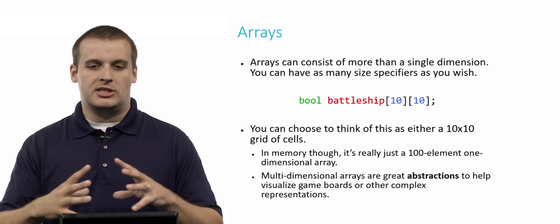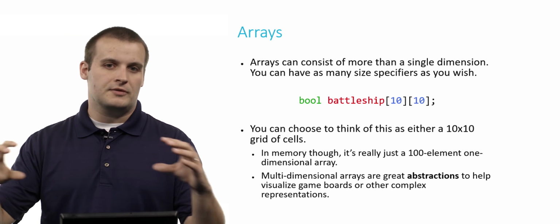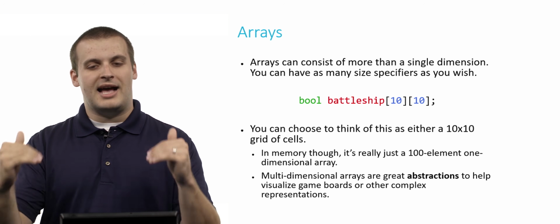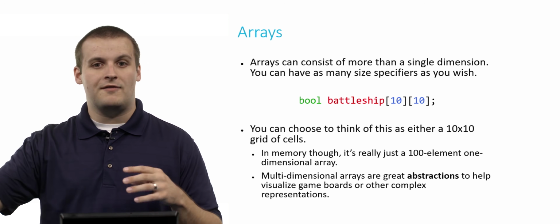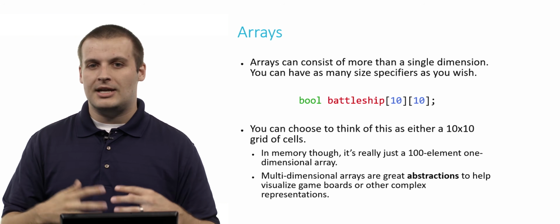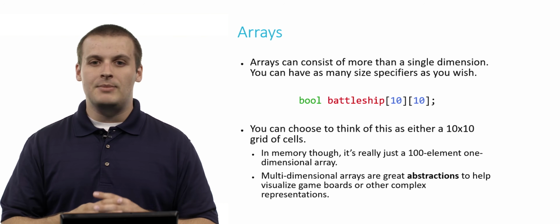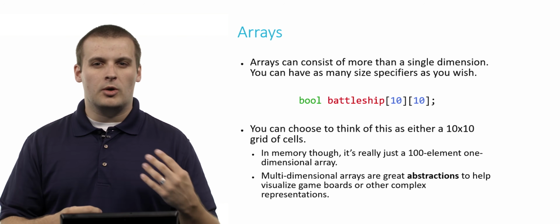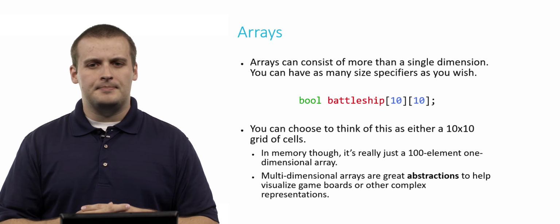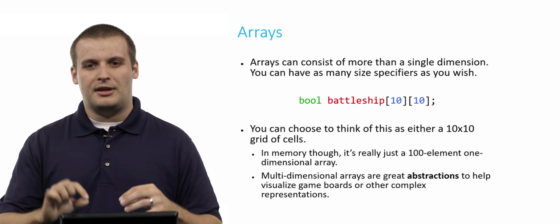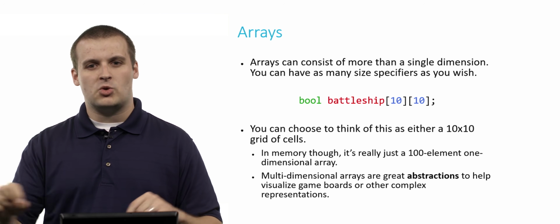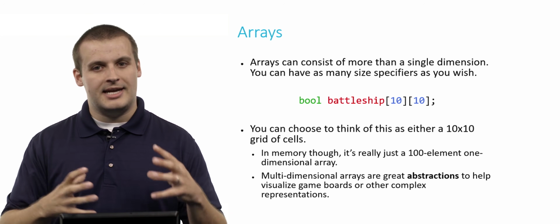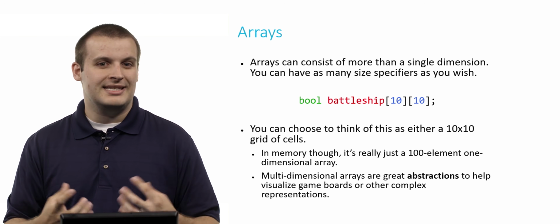And this, in fact, goes for if you have 3 dimensions or 4 or 5, it really just does multiply all of the size specifiers together, and you just get a one-dimensional array of that size. But in terms of organization and visualization and human perception, it can be a lot easier to work with a grid if you're working on a game like Tic-Tac-Toe or Battleship or something like that. It's a great abstraction instead of having to think about a tic-tac-toe board as a line of 9 squares or a Battleship board as a line of 100 squares. A 10 by 10 grid or a 3 by 3 grid is probably a lot easier to perceive.